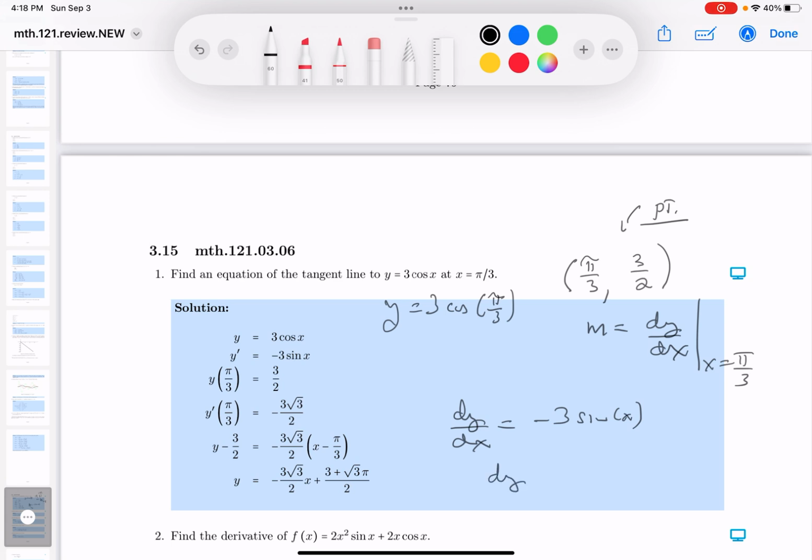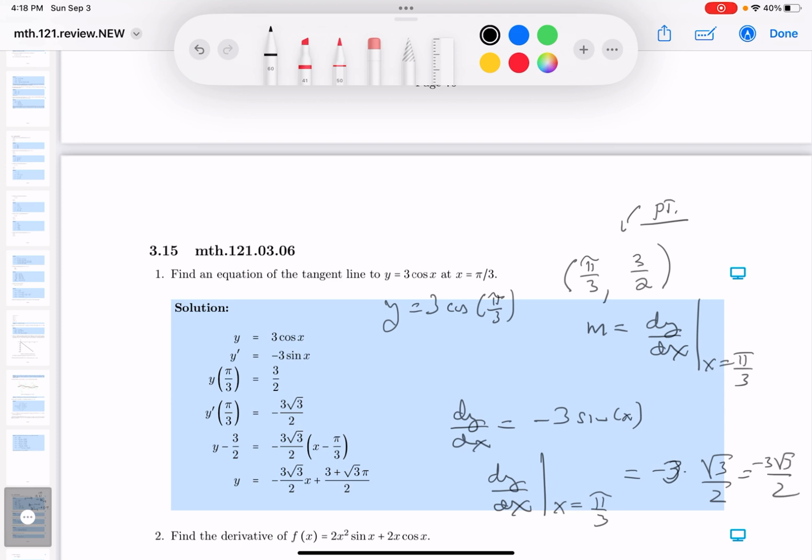What do we do? dy/dx at x equals pi over 3. That's minus 3, and the sine of pi over 3 is root 3 over 2. What do you get there? Minus 3 root 3 over 2.